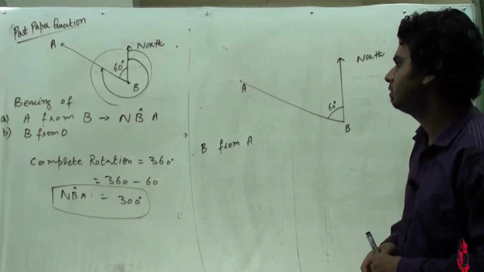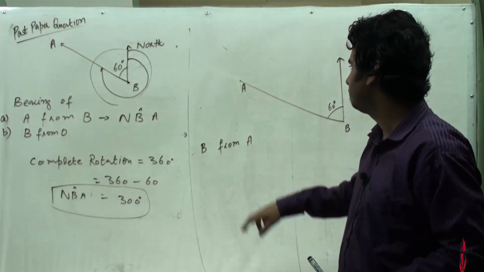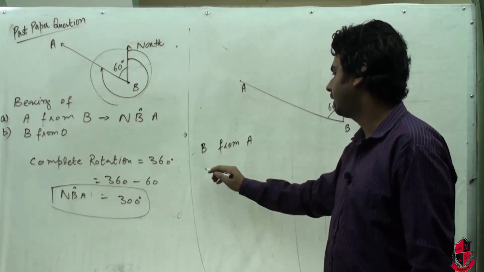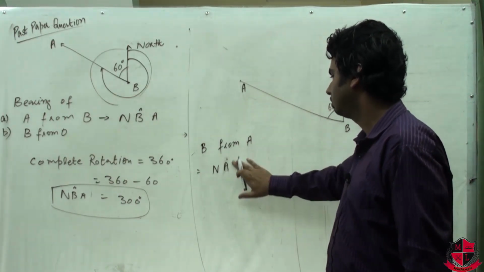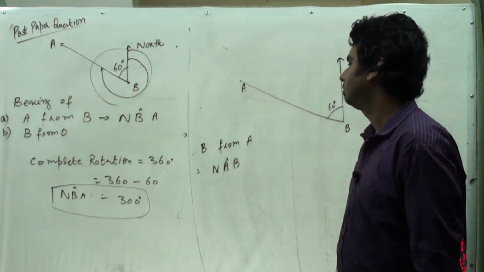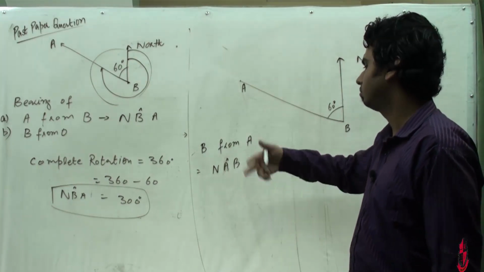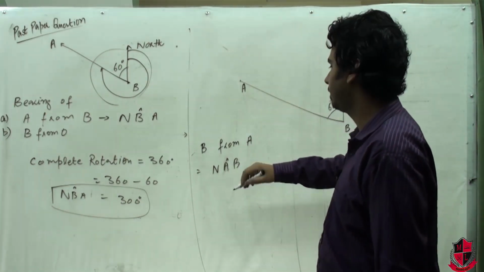So part B of this question states: find the bearing of B from A. We need to find the bearing of B from A. Now our vertex is point A and we will write it mathematically as NAB. So we will form north at point A. The angle is forming at point A, our vertex is A, so we will draw north at point A.